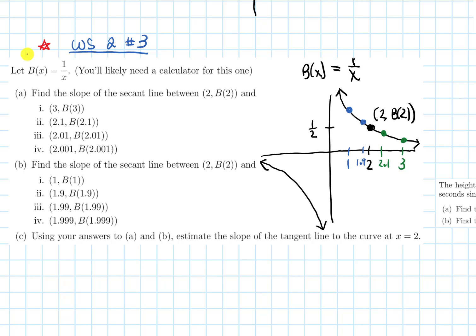All right, let's work this out, but I'm first going to give you a chance to try it. Pause the video for about 3 minutes to try this one on your own. You'll probably need a calculator to work out some of these values.